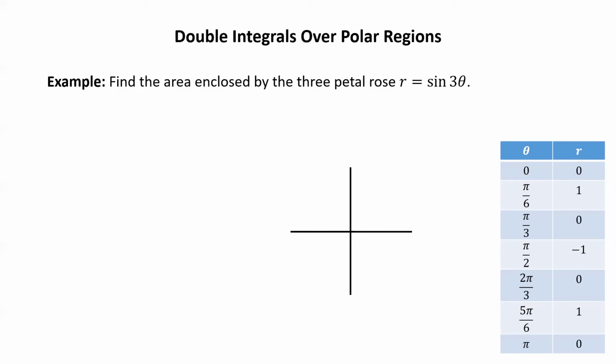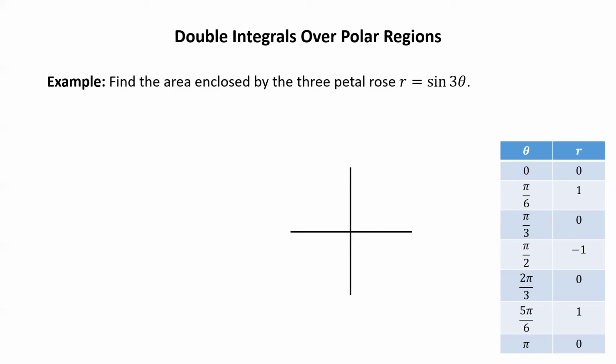So when theta is 0, well, the sine of 0 is just 0. So we get r equals 0. When theta is pi over 6, we get the sine of 3 pi over 6, or the sine of pi over 2. Again, that's why I chose the pi over 6, so that the pi over 2 would come out next. And the sine of pi over 2 is 1. So we get a 1 there.